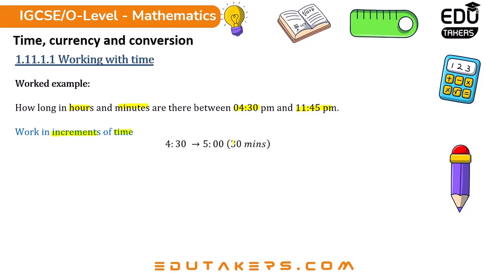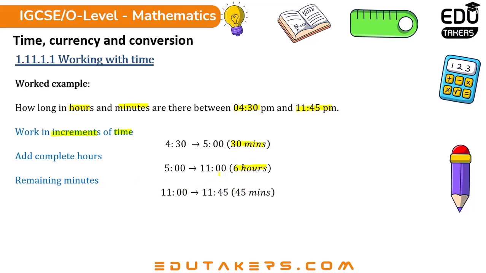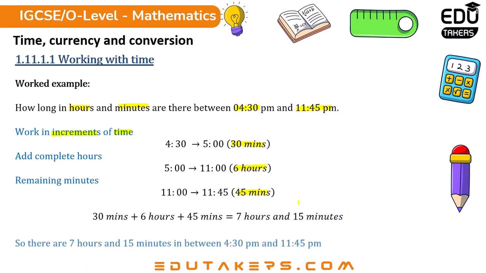4:30 to 5, there are 30 minutes. Add complete hours. So 5 to 11, these are 6 hours. Now remaining minutes from 11 to 11:45 is 45 minutes. Now you have to add 30 minutes, 6 hours and 45 minutes. So it will be 7 hours and 15 minutes. So there are 7 hours and 15 minutes in between 4:30 pm and 11:45 pm.